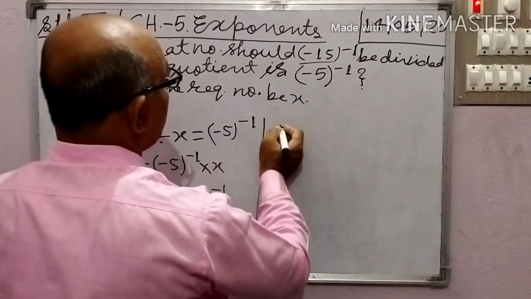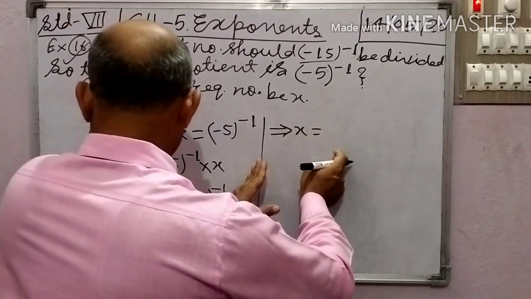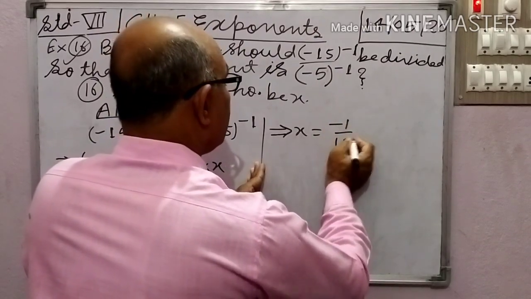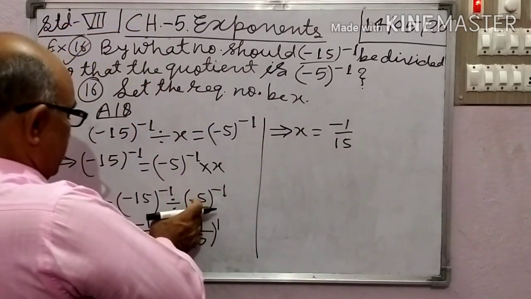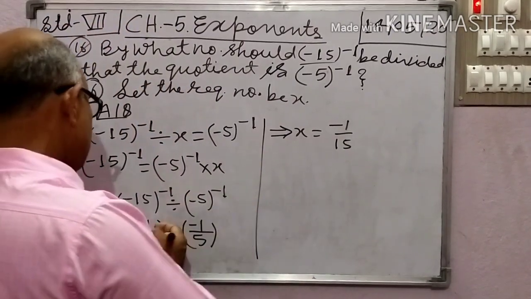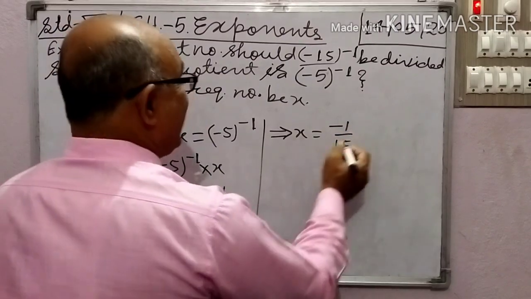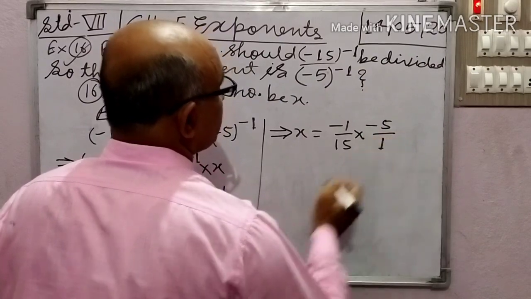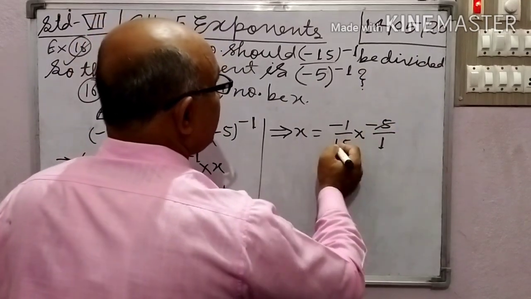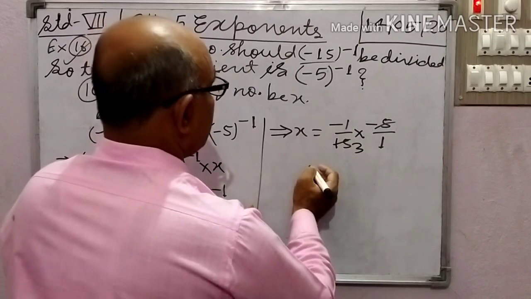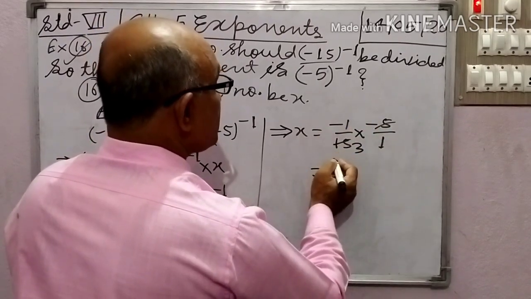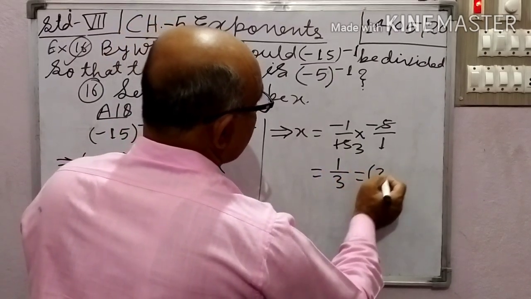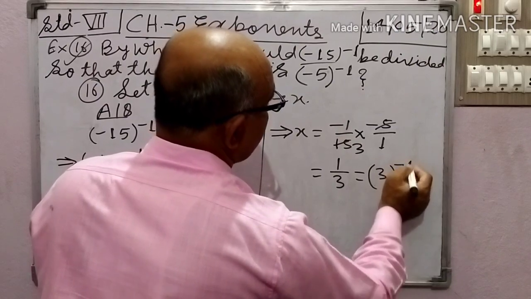Now that implies x equals -1 by 15. Sign of divide, minus cancel. Sign of divide change into sign of multiply. So -5 by 1. 5 3s are 15, minus into minus plus, 1 by 3. 1 by 3 means 3 to the power -1, answer.